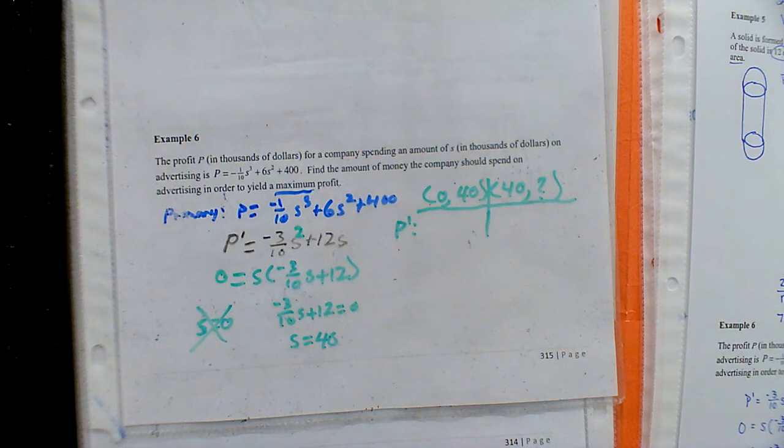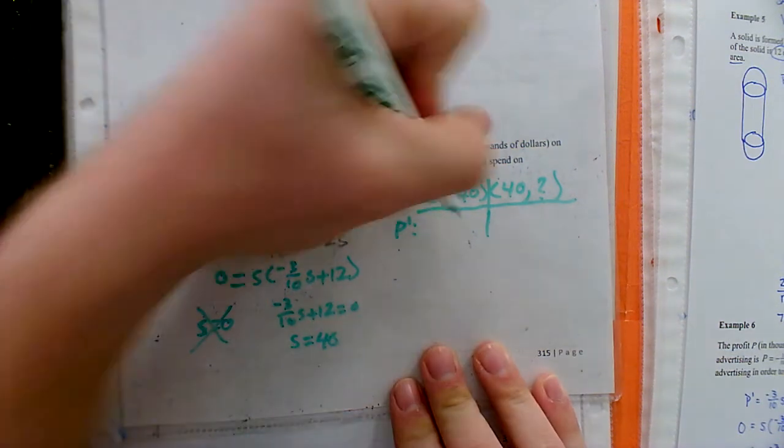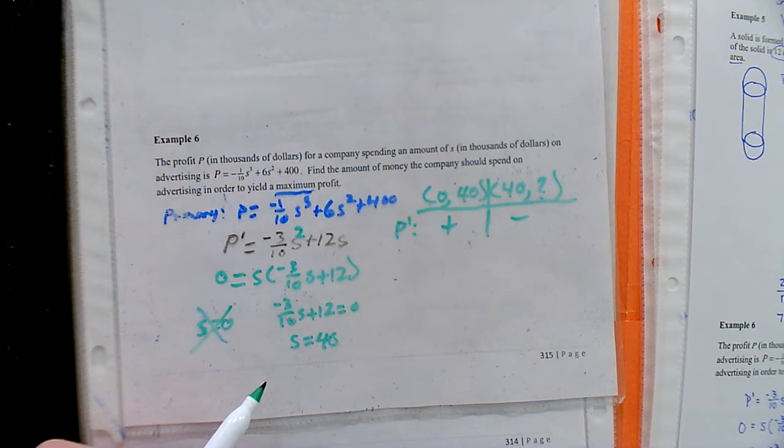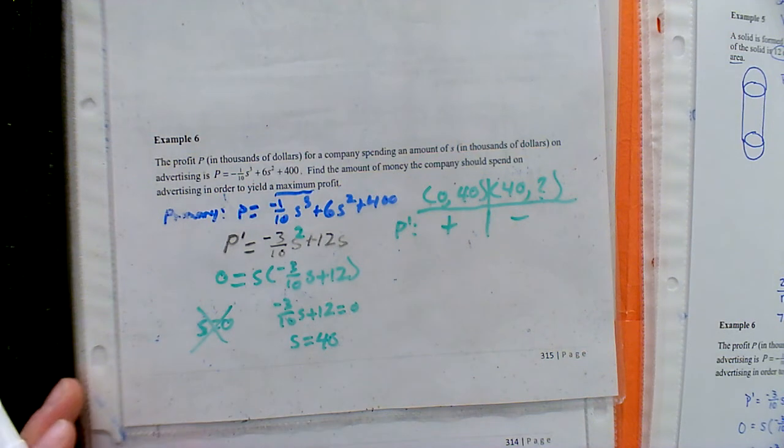You have an answer, Stevie? Positive or negative? Yes, positive, then negative. So our point of 40, does it show us it is a maximum or a minimum? Maximum, yes. So that's what we wanted. We wanted to maximize profit. Does it actually tell us to find the amount of money the company should spend in order to maximize the profit. Okay, but it doesn't ask for the profit. So it just asks for that there, the S of 40.